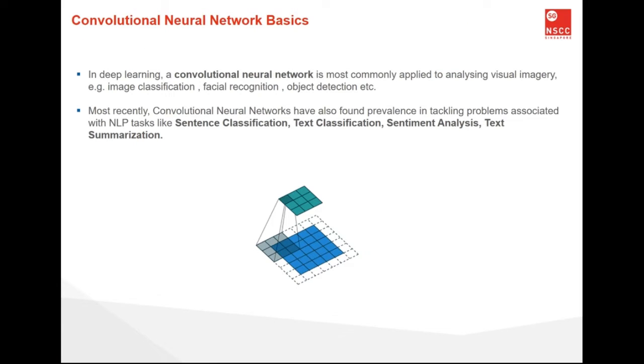In traditional deep learning communities, a convolutional neural network is most commonly applied to analyzing visual imagery, for example, image recognition, facial recognition, and object detection. Most recently, convolutional neural networks have also found prevalence in tackling problems associated with NLP tasks, such as sentence classification, text classification, sentiment analysis, and text summarization.